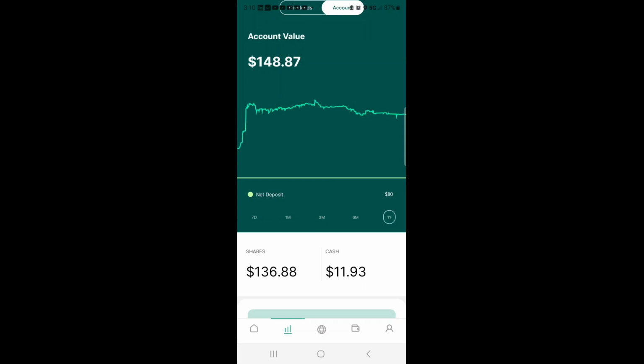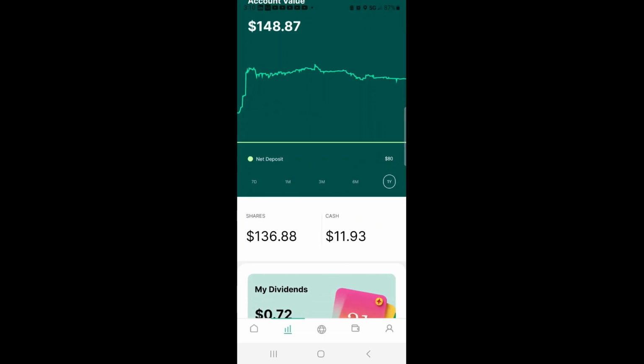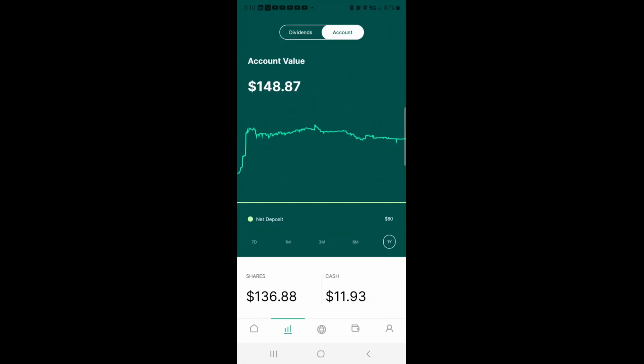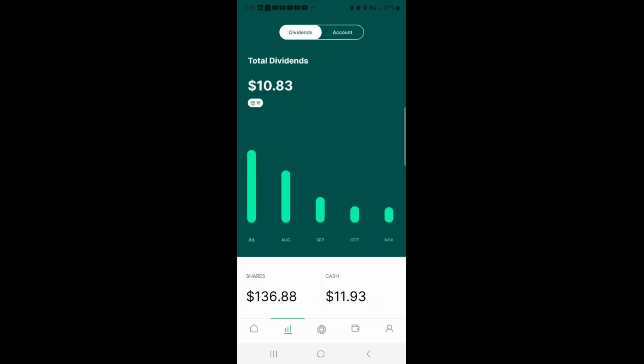Okay, so far for my account value, $148.87. Amount of share value, $136.88. And as far as cash on hand, I got $11.93. So I'll show you more specific for each particular property, but I'm going to show you for each particular month.